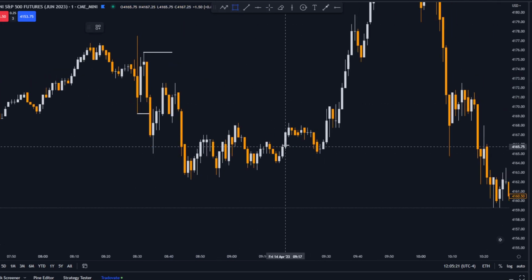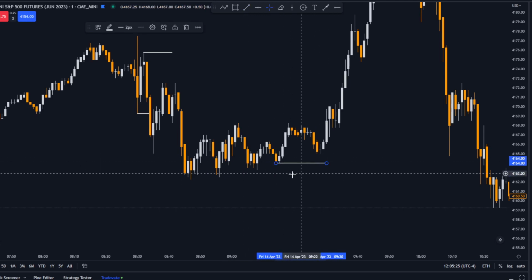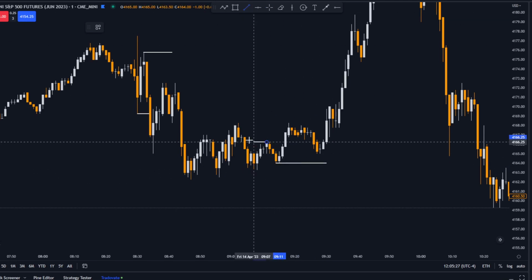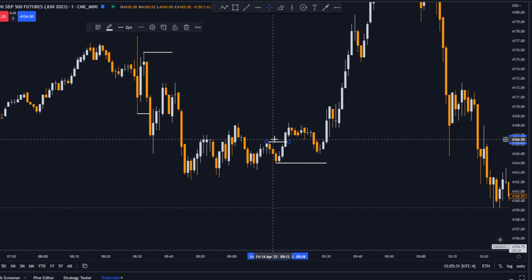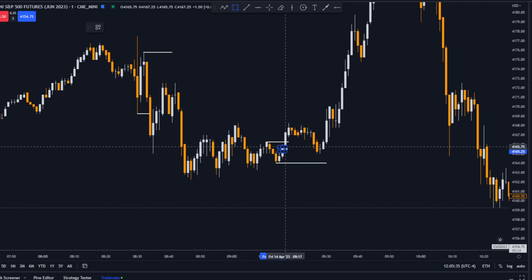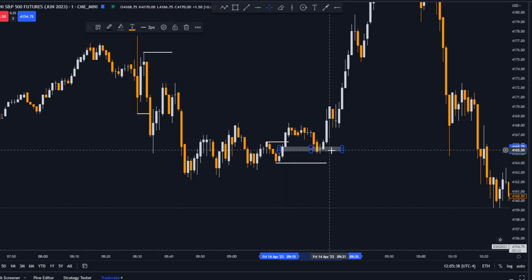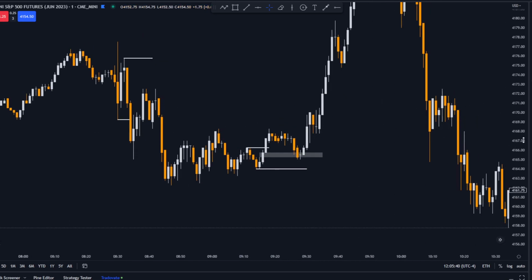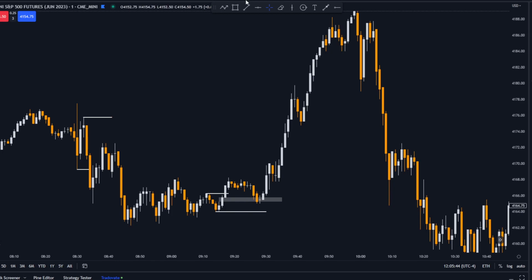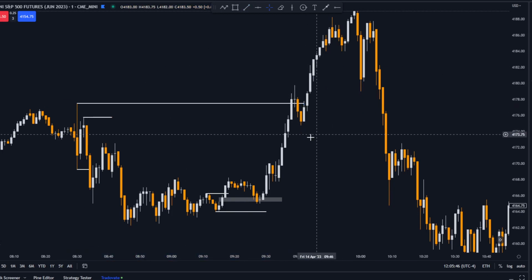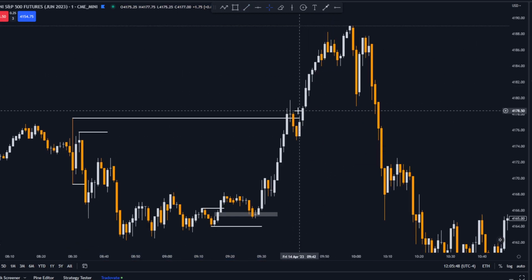Then another trade was here. You see we got a new low, a swing high before that, a market structure shift, a fair value gap here, and run this one, and target this liquidity right here, and then it was just moving.